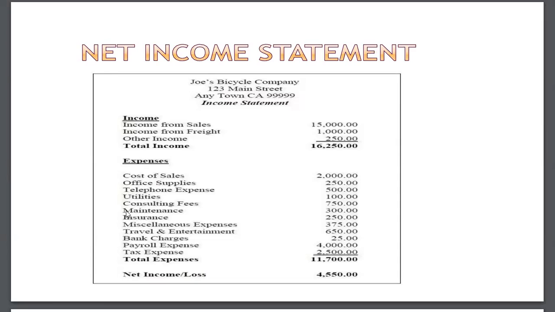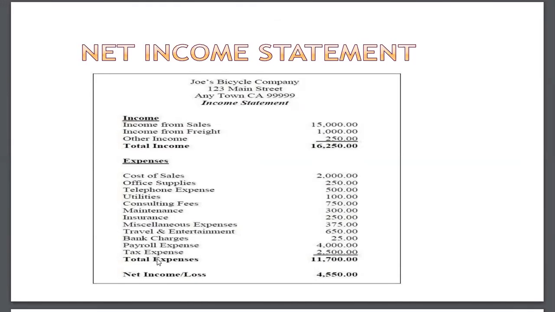So you would see where they put rent plus maintenance under one. Insurance is also another, and remember certain companies pay the insurance for their workers. Miscellaneous expenses, travel and entertainment, bank charges, payroll expenses. And payroll would be the same as salary, right? Now, you realize here that this person put tax expense here, but it's not supposed to be. It's supposed to be under here.